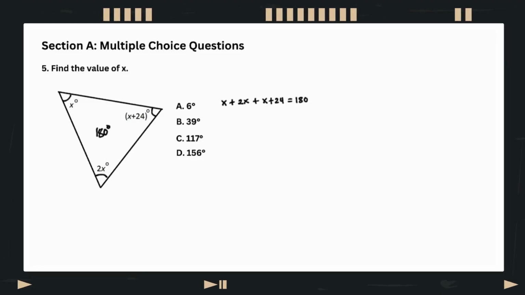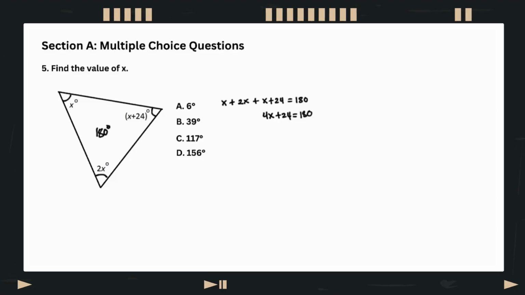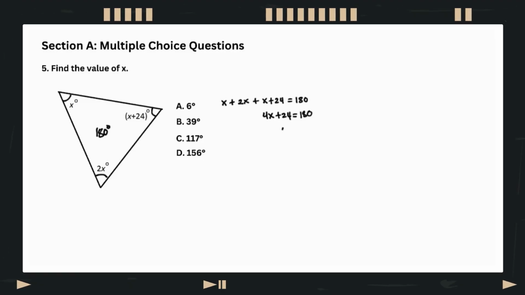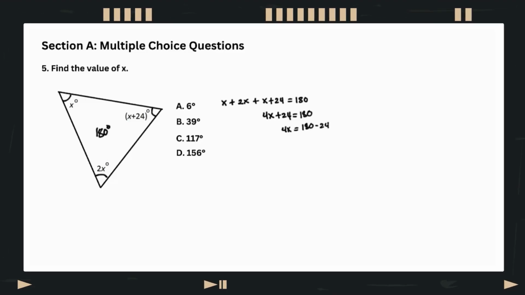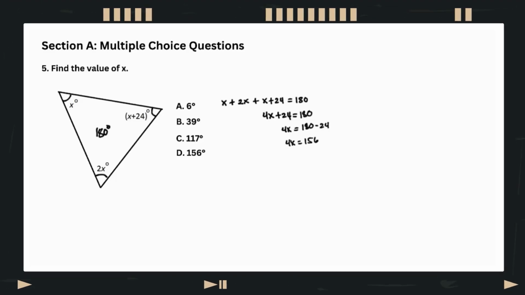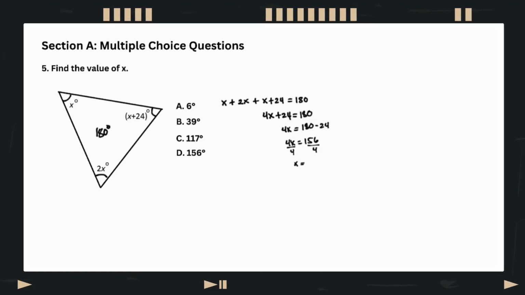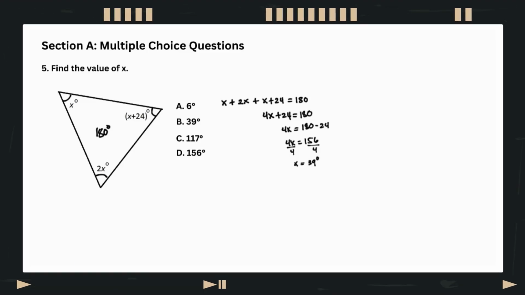Now we combine like terms. x plus 2x plus x is equal to 4x plus 24 is equal to 180. Now 4x is equal to 180 minus 24, right? And that's 4x is equal to 156. Equate x by dividing both sides by 4. Hence, x is equal to 39 degrees. Hence, the answer is letter B.